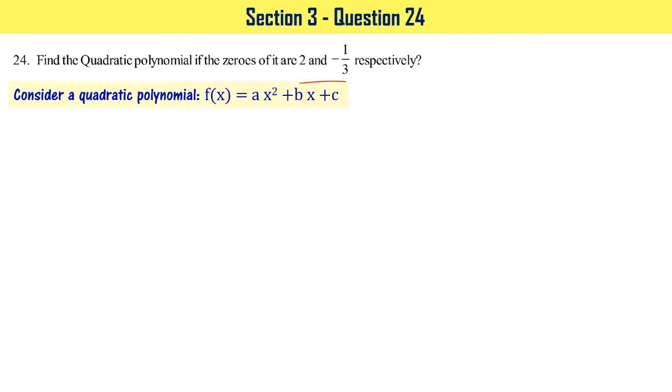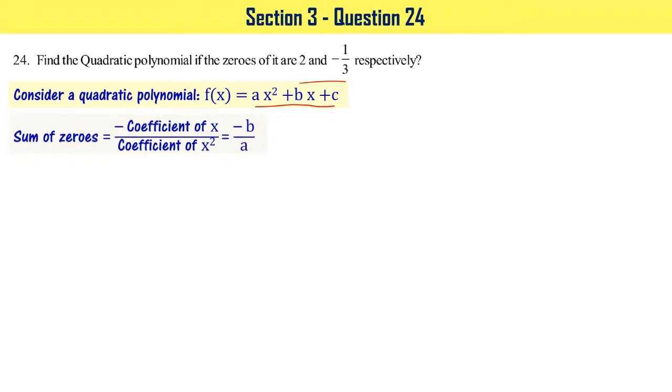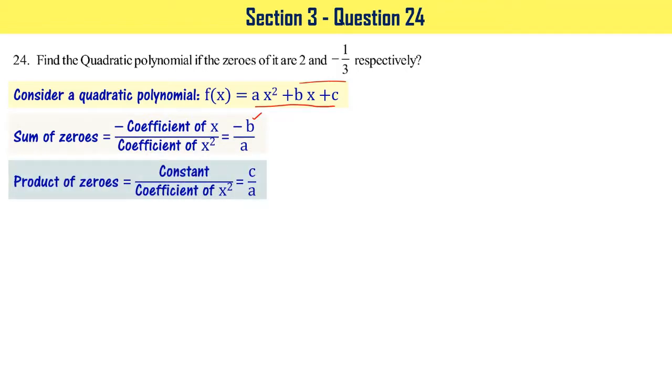We know based on the relation between coefficients and the zeros of quadratic polynomial, we can say that sum of zeros of a quadratic polynomial is negative of coefficient of x divided by coefficient of x square. For the case of ax square plus bx plus c, it can be written as minus b by a, right? And product of zeros is given as constant divided by coefficient of x square, right? Constant is c and coefficient of x square is a. So product of zeros is c by a, right?